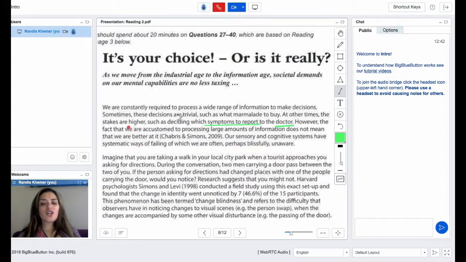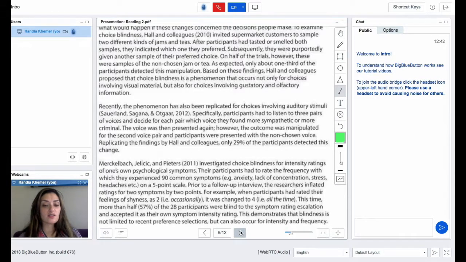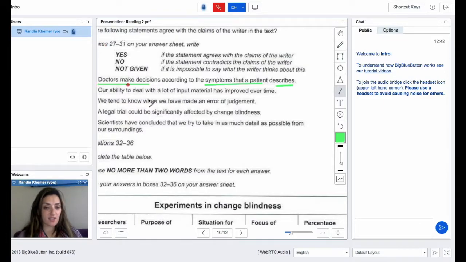So here they talked about the doctor and the symptoms, but did they talk about anything that makes decisions? It makes sense that the doctor makes decisions according to the symptoms that the patient gives, but at the same time, they didn't talk about it. It was not mentioned in the passage. They only said that we report the symptoms that the patients describe to the doctor. They didn't say that he makes any type of decision, right? So this one is going to be not given.